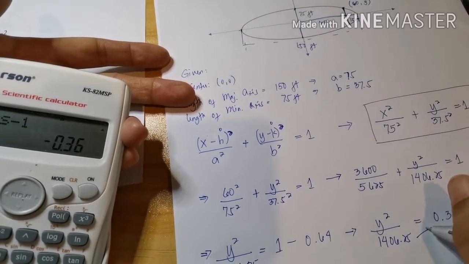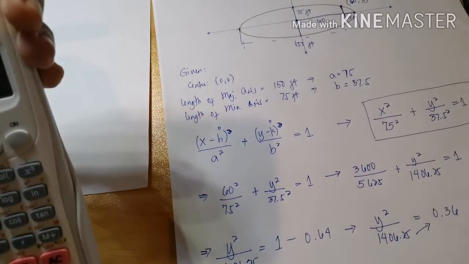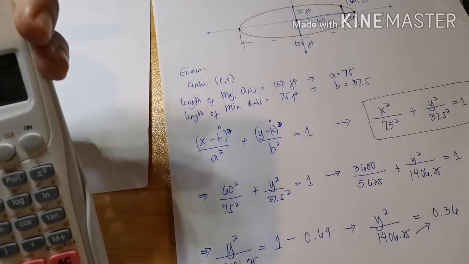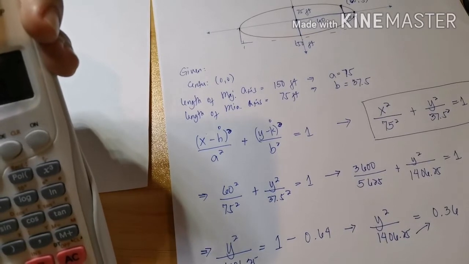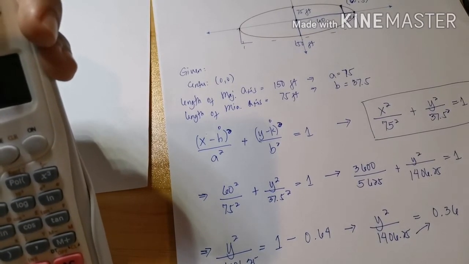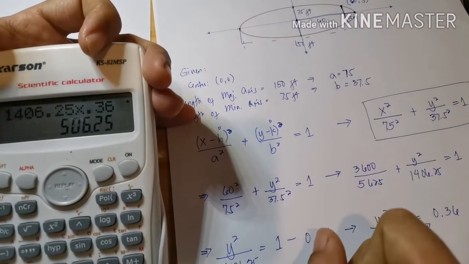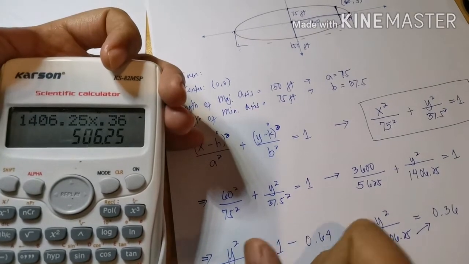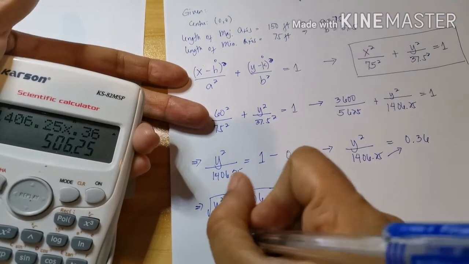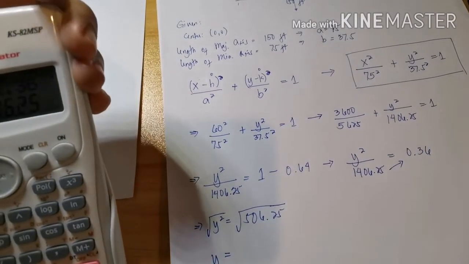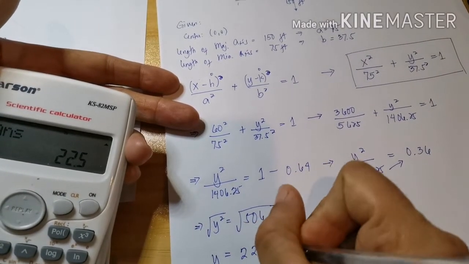So, we can now cross-multiply para maiwan yung y. So, magiging y squared equals 1,406.25 times 0.36 equals 506.25. And so, we have to extract the root of both sides para makuha natin yung value ng y natin. So, y is equal to, i-square root natin yung answer natin kanina. So, y is equal to 22.5.